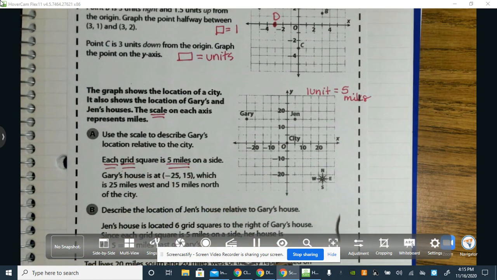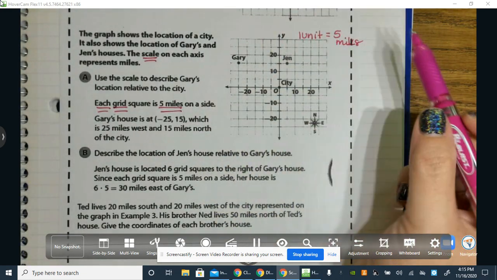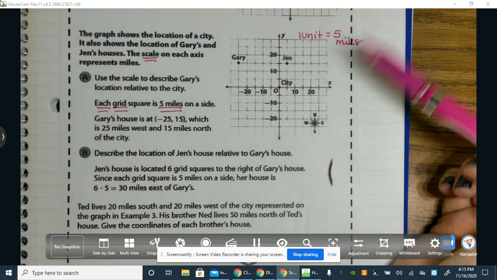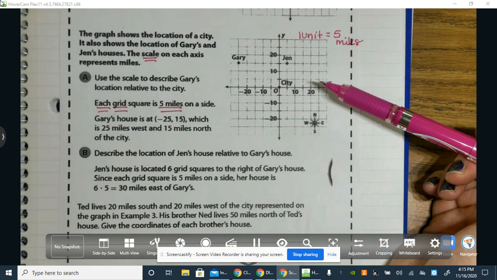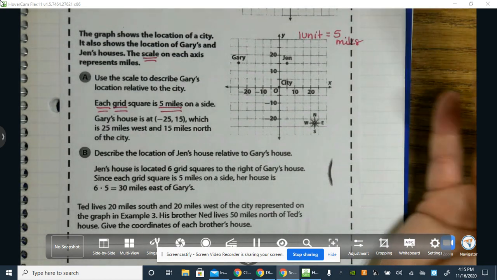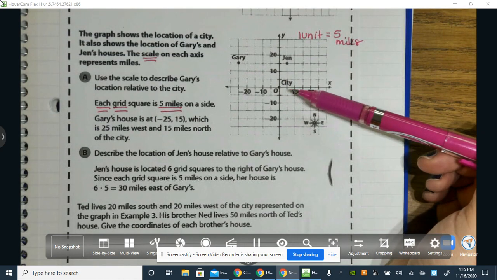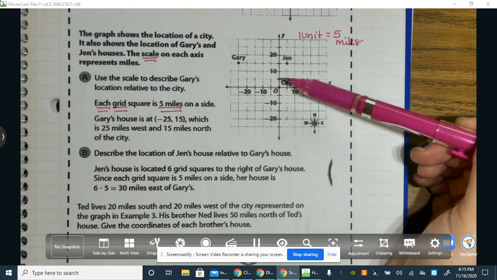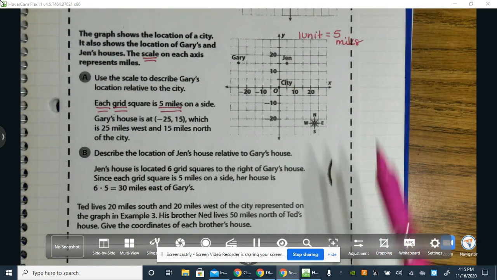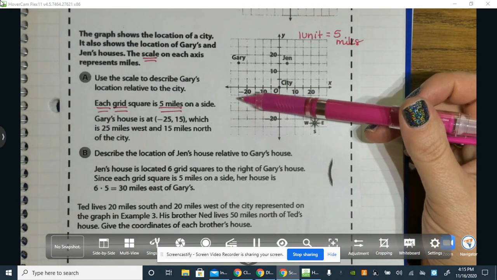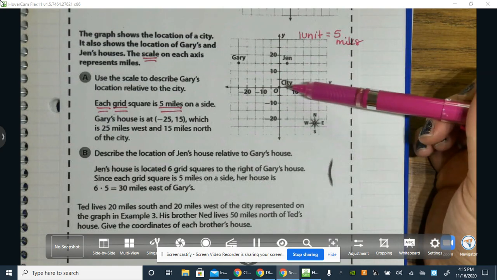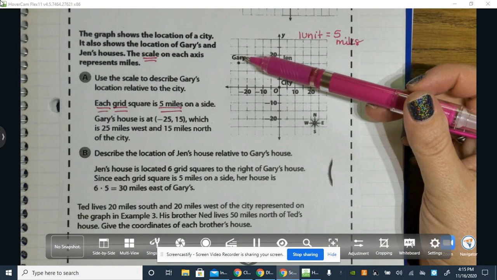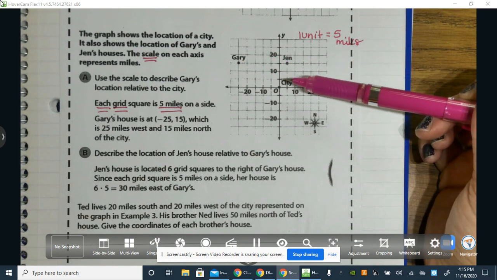You need to make sure that you look at the scale, especially if you're dealing with cities or something big, where you're trying to look at a large location, but you're shrinking it down. They use different units to show the distance between the two. Okay, so Gary's house is at -25, 15. We can say that he is 25 miles to the west and 15 miles north of the city.